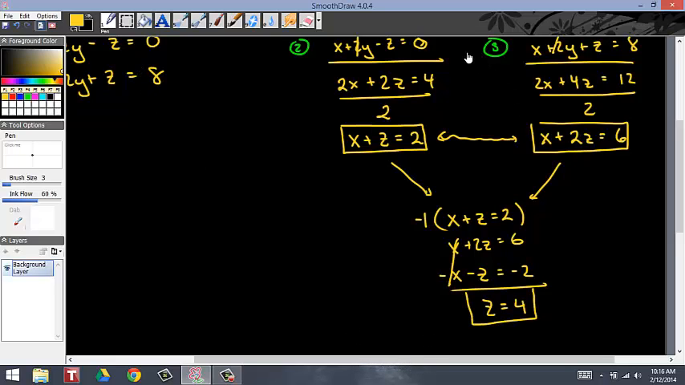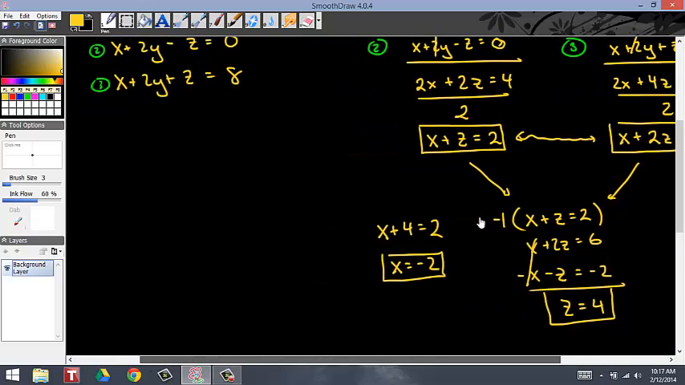Okay, I have z equals 4, and now I'm going to pump this back into one of these equations. The easier one would be better, so I'm going to pump it into this left one. So, x plus 4 equals 2. x is going to equal negative 2. So now I have two answers.